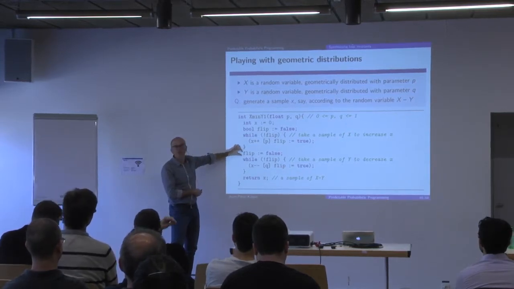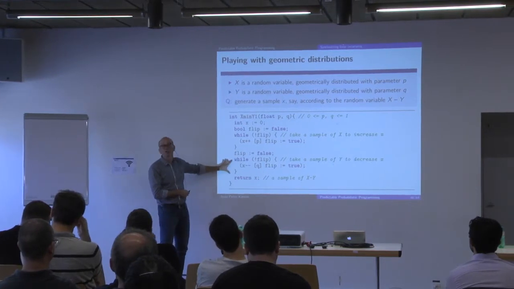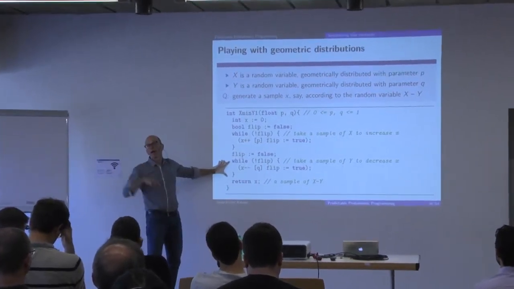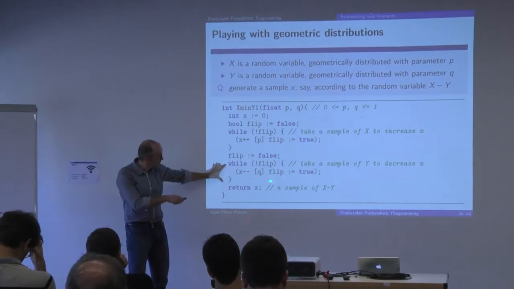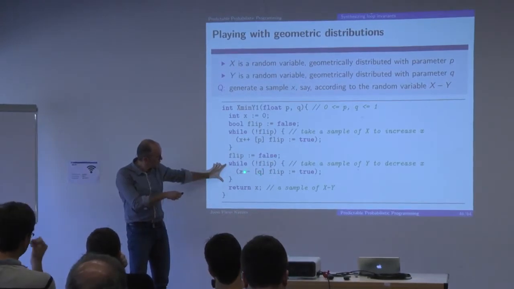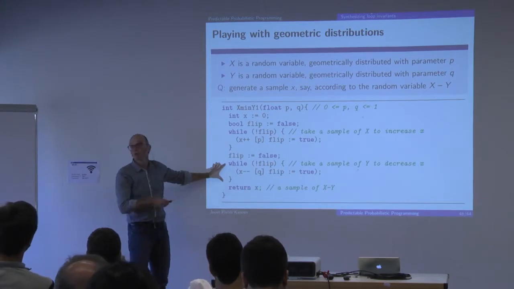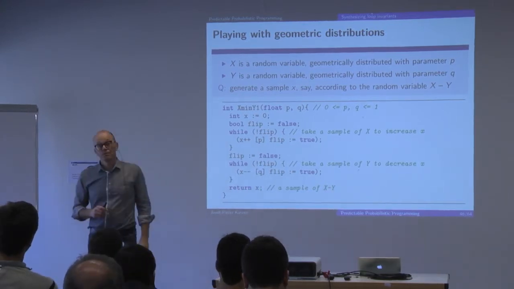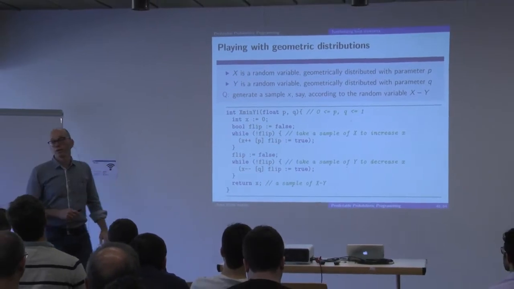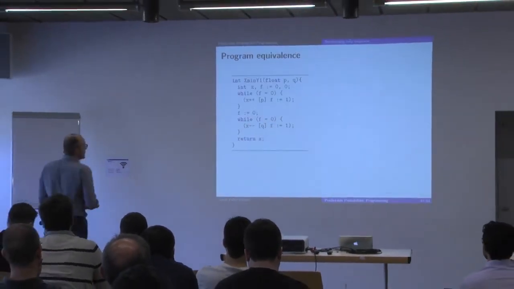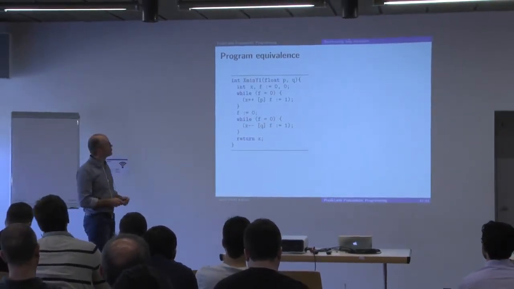Then, of course, you have to reset your termination condition. And in the second iteration, you count down according to capital Y. So this is exactly with this q, you decrement x. And then at the end, I guess you all agree that if you have x, you get a sample of x minus y. Now, that's the way I would program such a thing. So this is a program, but just a bit of short notation.